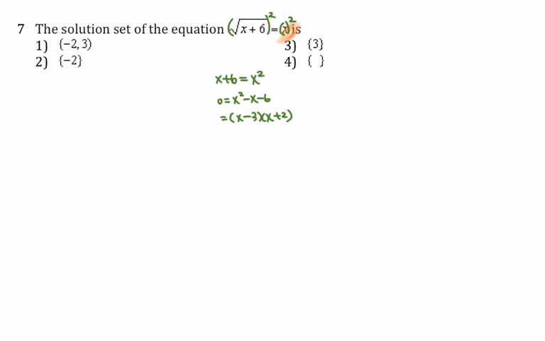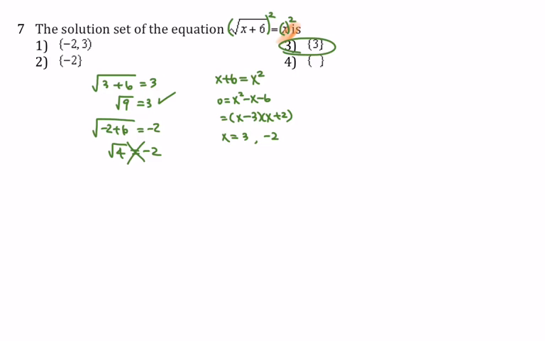Now, once we have this one, we're going to make a t-chart and basically find that x is equal to 3 and negative 2. Now, what we need to do is check both answers. If I were to plug in 3 in place of x, 3 plus 6, is that equal to 3? And 3 works out as you can see. How about negative 2? Negative 2 doesn't work out here because square root of 4 is not equal to negative 2. So therefore our only answer is choice 3. 3 alone.